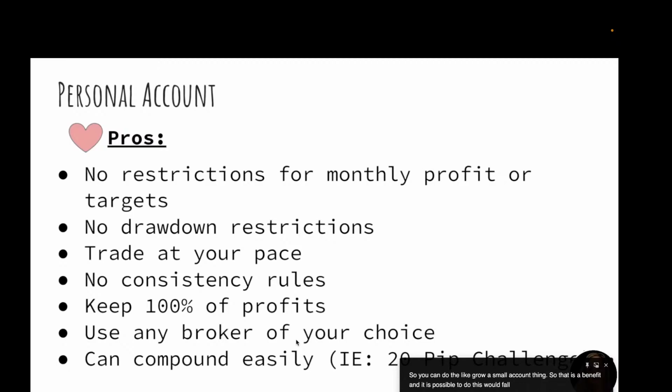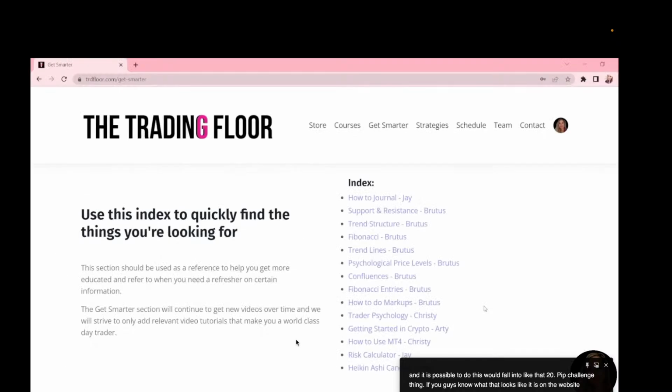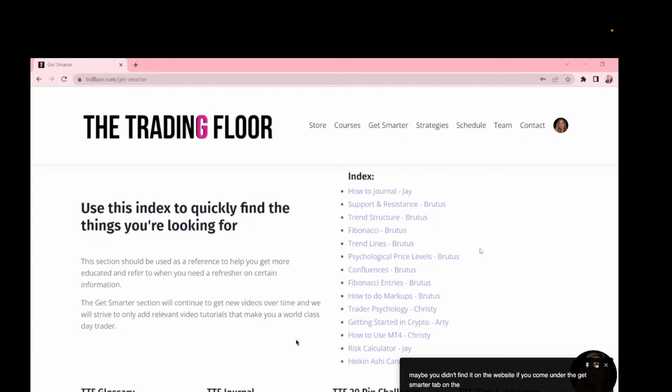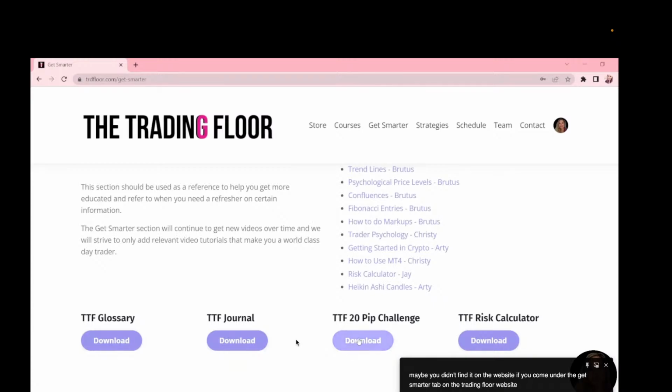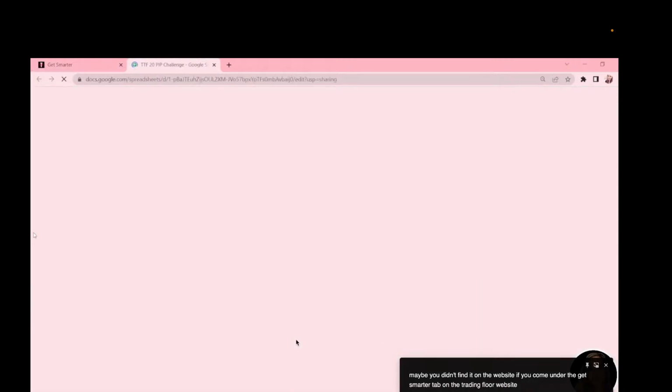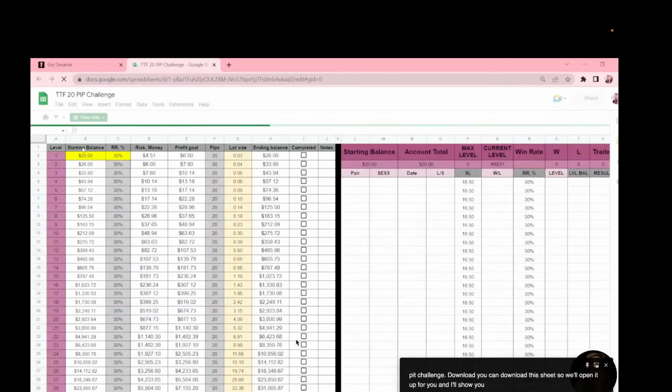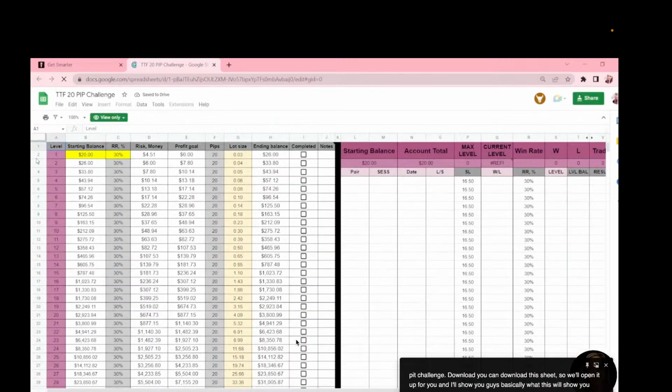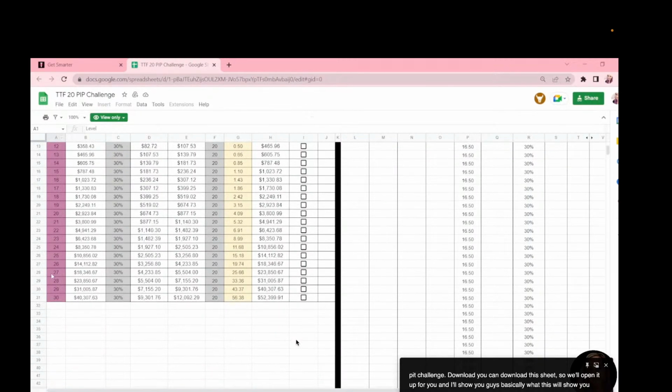This would fall into that 20 pip challenge thing. If you guys know what that looks like, it is on the website. For those of you who might not know what the 20 pip challenge is yet, maybe you didn't find it on the website, if you come under the Get Smarter tab on the Trading Floor website, and then you come to the 20 pip challenge download, you can download this sheet. So we'll open it up for you and I'll show you guys. Basically what this will show you is when you're starting out, you would start at different levels. So you have all the levels you want to go through.